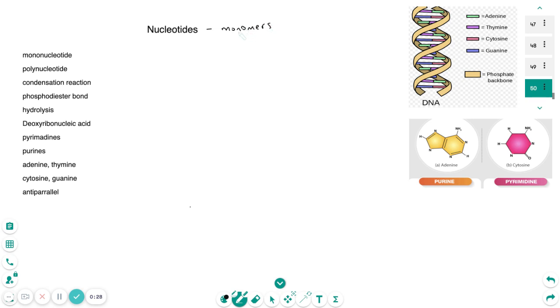So another example you've looked at before is amino acids are monomers. If you stick lots of amino acids together, you get a polymer, which is a polypeptide. Okay, so quick intro to DNA.